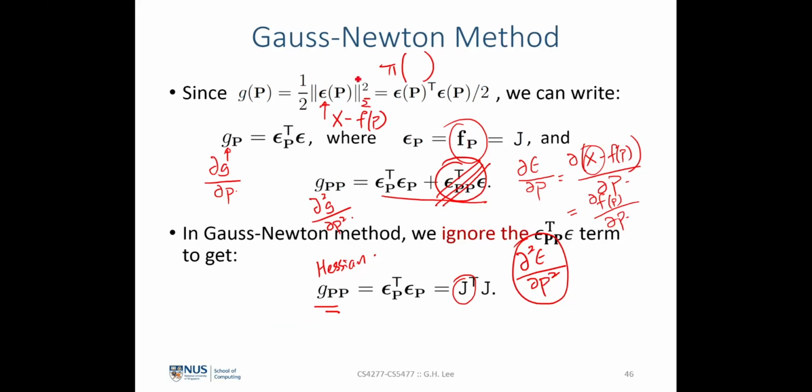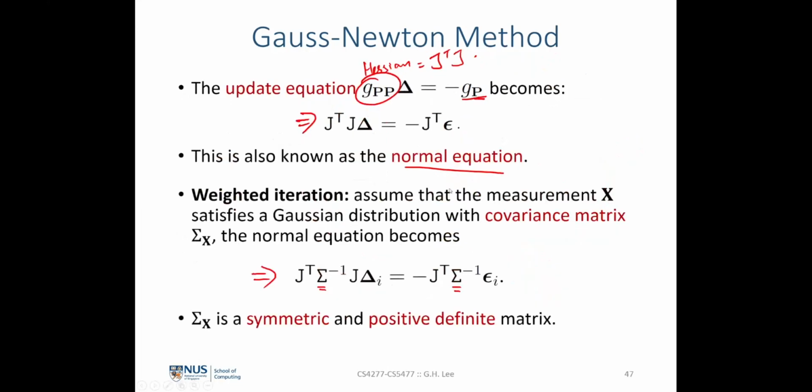So in this particular error function over here, what this means is that we will end up with an equation of epsilon_p transpose sigma epsilon_p divided by 2. And if we start off from here by doing the first order derivative and the second order derivative and ignoring the higher order terms, we will end up with this particular normal equation over here, where sigma is our error covariance of the measurement x, and it is a symmetrical and positive semi-definite matrix.